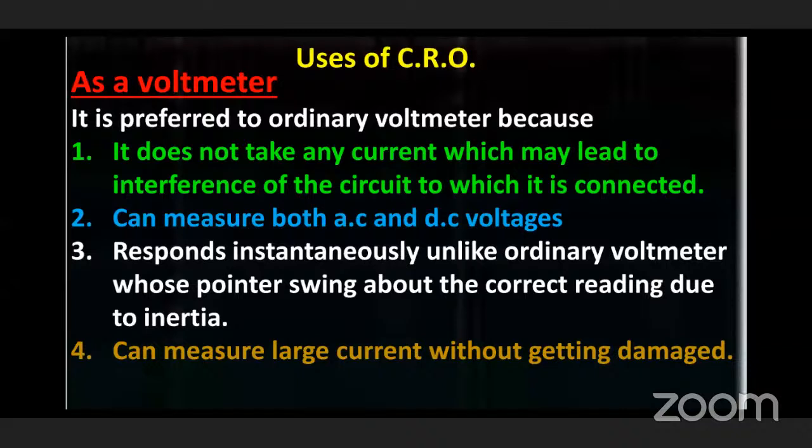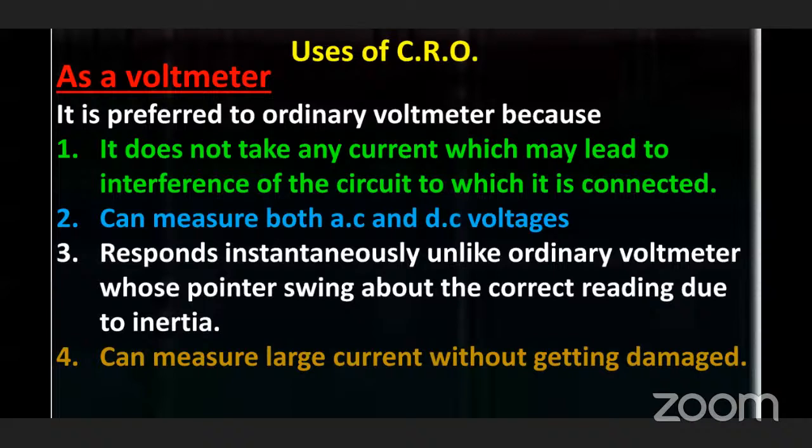And what proves that cathode rays travel in a straight line? They form a shadow of a Maltese cross on the screen. Then the other one: they carry a negative charge. What proves that they carry a negative charge? They are deflected towards the positive by an electric field. Then what is the other property? They cause fluorescence or glow in some substances.